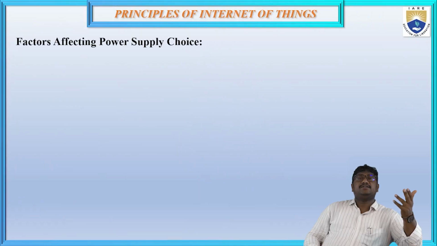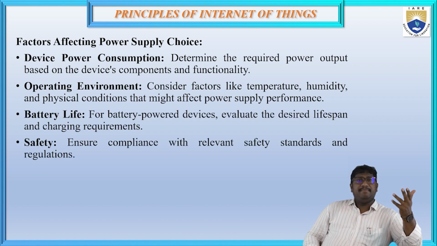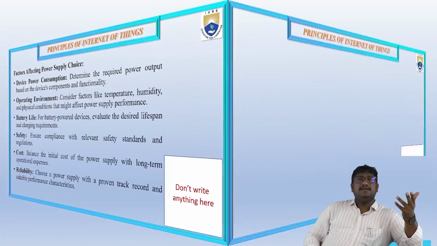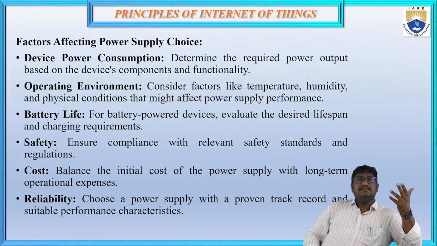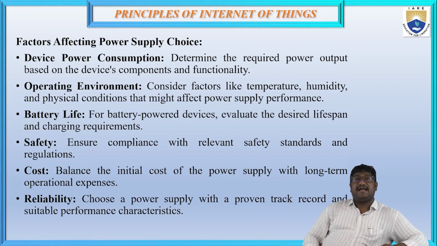And coming to the factors which are affecting power supply choice: device power consumption, operating environment, battery life, safety, cost, and reliability. These are the 6 factors which are going to be used for power supply choice. These are the factors, guys.